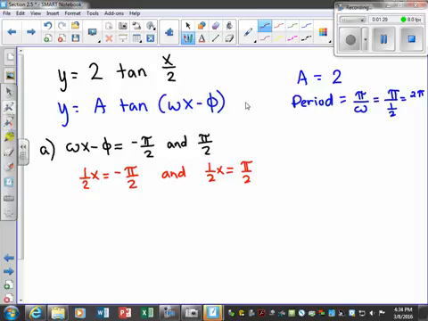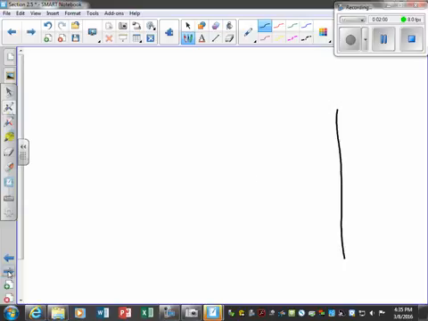And then here we just algebraically solve. Multiply both sides by 2, the 2's cancel, and we get x equal to negative pi. That's one vertical asymptote. And then over here, multiply by 2 so that they cancel, so x is equal to pi. Those are our vertical asymptotes. So that's part A. At negative pi and at pi, we have vertical asymptotes.